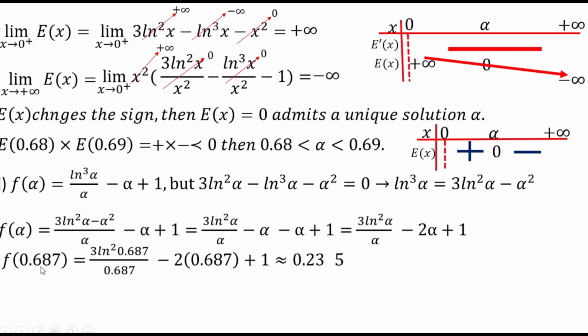F of 0.67, making use of your calculator, you can find the answer, which is approximately equal to 0.235.